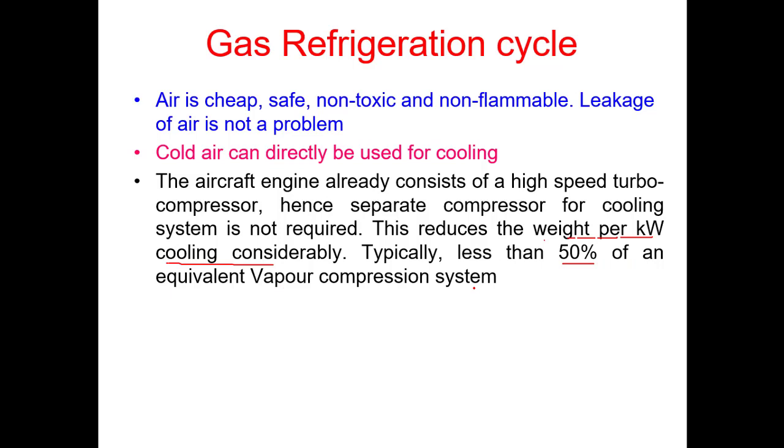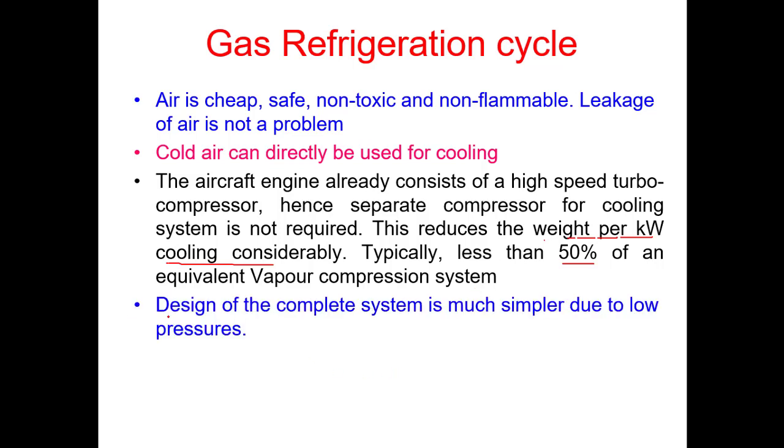less than 50% of an equivalent vapor compression system. So let's say if we need to produce 2 tons of refrigeration capacity, then for 2 tons of refrigeration, if we build vapor compression and gas refrigeration, the gas refrigeration will be 50% less weight for the equal capacity. That's very suitable for the aircraft, because in aircraft we need less weight. The other advantage is the design of the complete system is much simpler due to low pressures, and maintenance required is also very less. Now let's discuss the aircraft cooling.